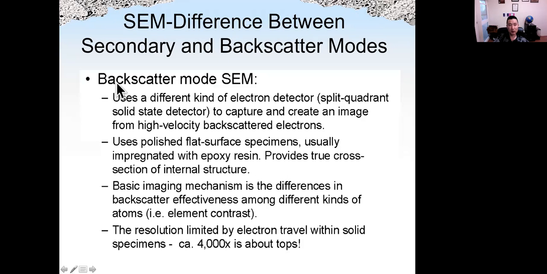So the second mode, the backscatter mode, uses a different type of electron. Okay, these are the high velocity backscattered electrons. Okay. The sample needs to be polished, very flat, using a different polishing machine. We also need to use epoxy to fill the holes of the polished surface, and then we need to polish the epoxy. Okay.